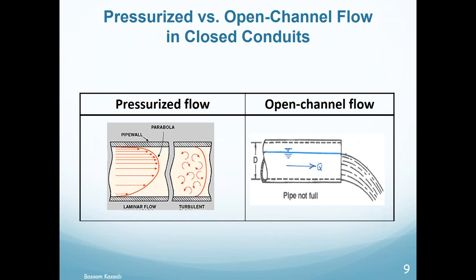And here in the summary, I wanna remind you of the difference between pressurized flow and open channel flow. Open channel flow can occur in a pipe, a circular pipe or a box culvert, but the water surface is not touching the soffit of the pipe, that means the top of the pipe. So that's why you have air here, atmospheric pressure, and that's why the water flows like an open channel, like a stream or a creek or a canal.